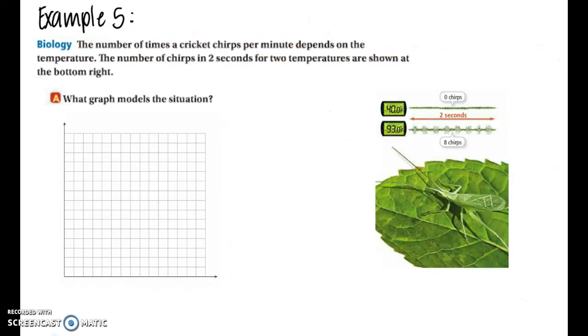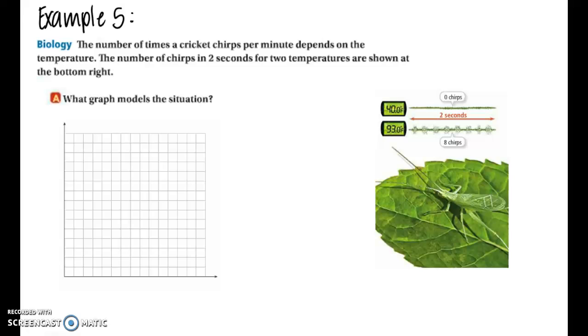In example 5, we have a real-life application problem dealing with biology. The number of times a cricket chirps per minute depends on the temperature. The number of chirps in 2 seconds for 2 temperatures are shown at the bottom right. First thing we need to do is figure out a graph that models the situation.